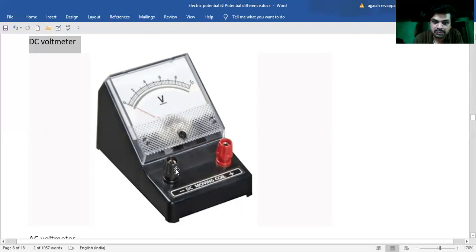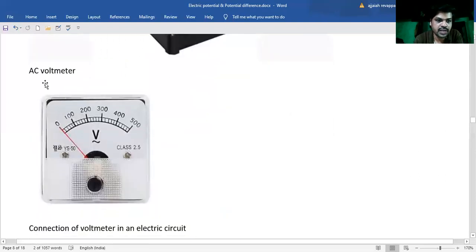Again, there are two terminals for this voltmeter for connection. The red one represents positive, the black one represents negative. There is a pointer here, so it shows the reading. And there is a scale here, 0 to 10. Its capacity is 10 volts. Fine. So here we have an AC voltmeter.